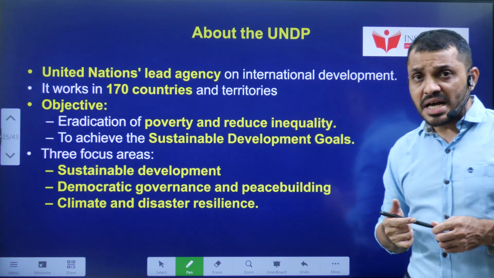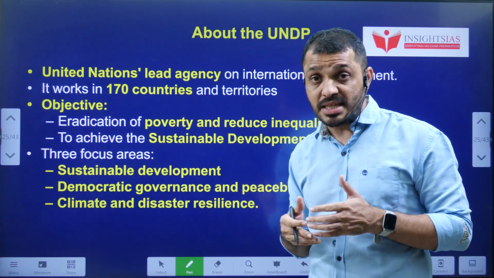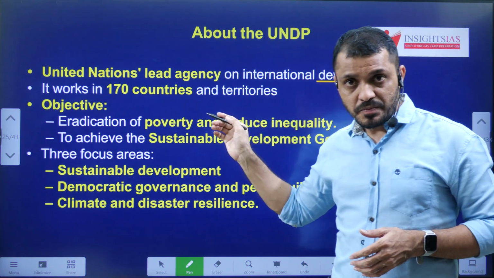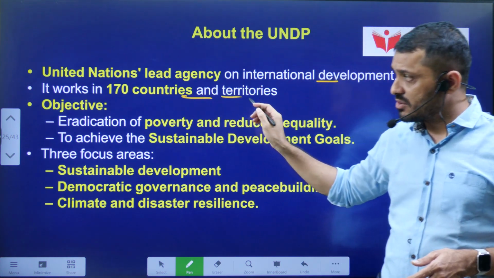About the UNDP. As this system or this website is developed by UNDP, let us go through some basic information regarding the UNDP. UNDP is an international agency which is associated with the UNO. Around 170 nations have membership.